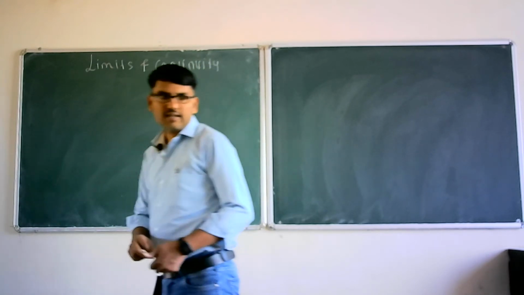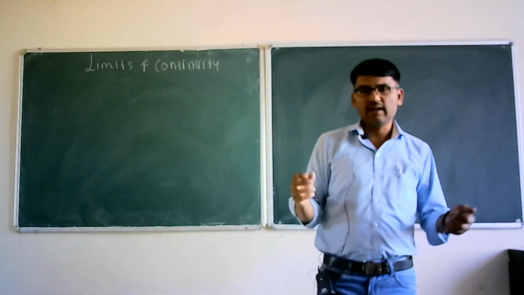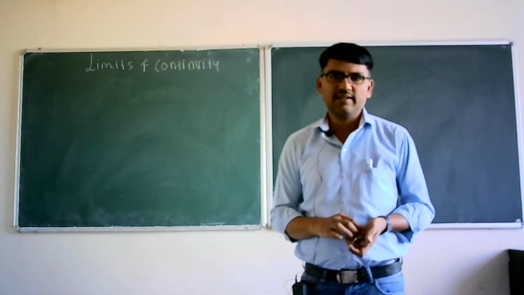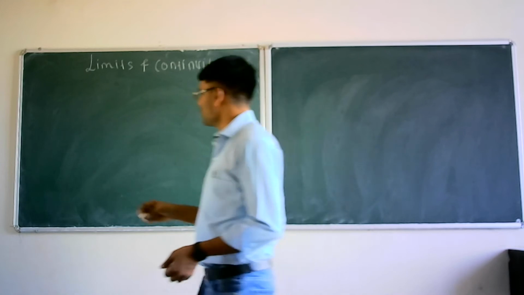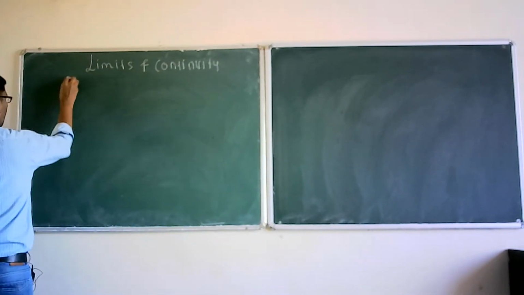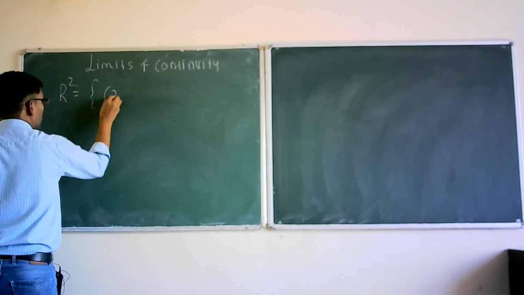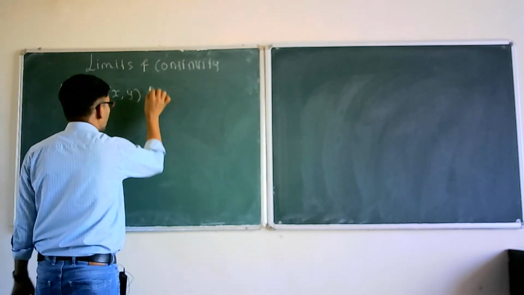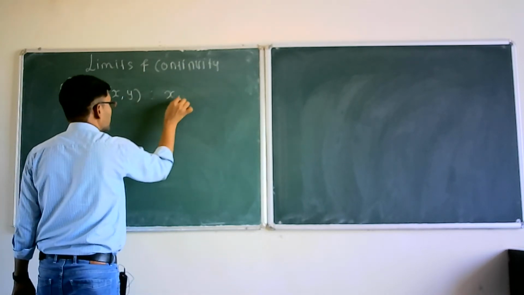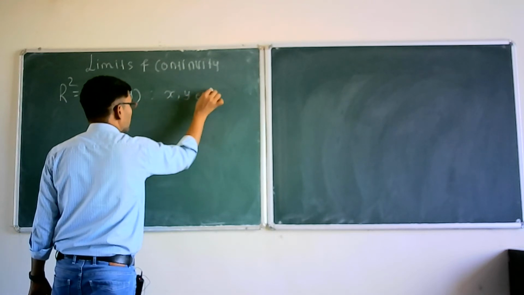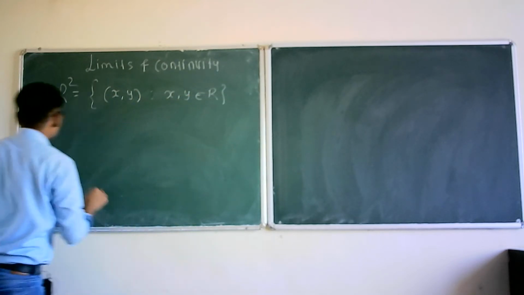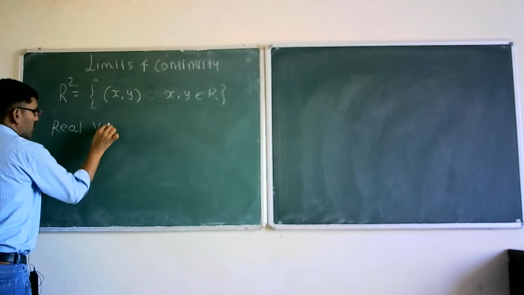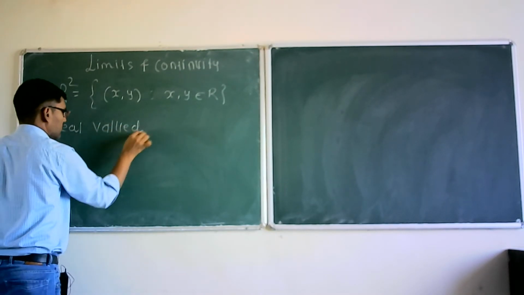All of us know that the set R, the real numbers, represents the union of rational and irrational numbers. So what is R square? R square is the collection of all ordered pairs xy such that x and y are real numbers. Then, real valued function.